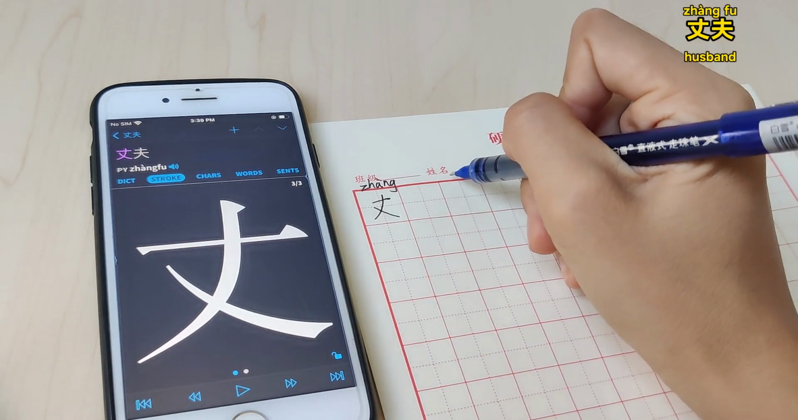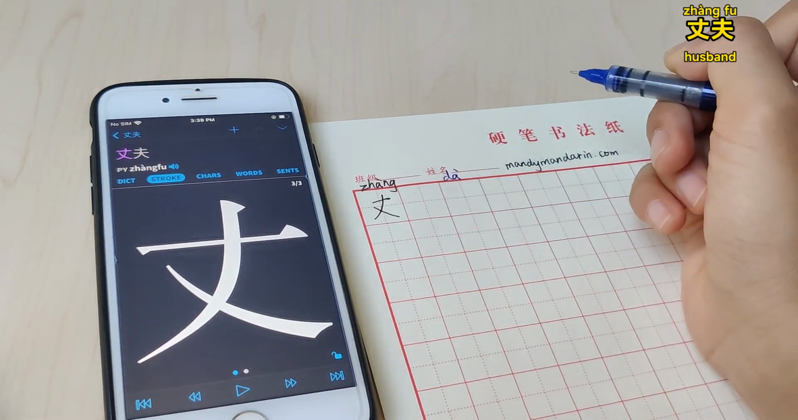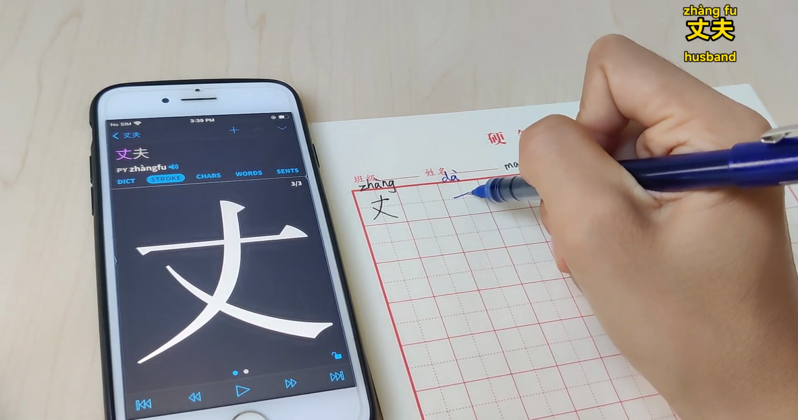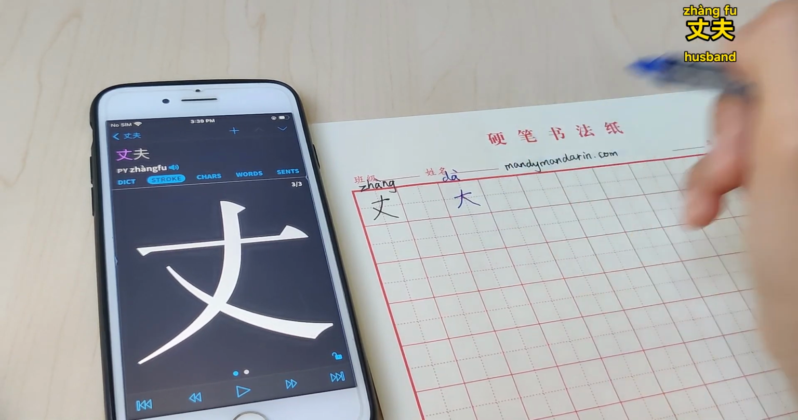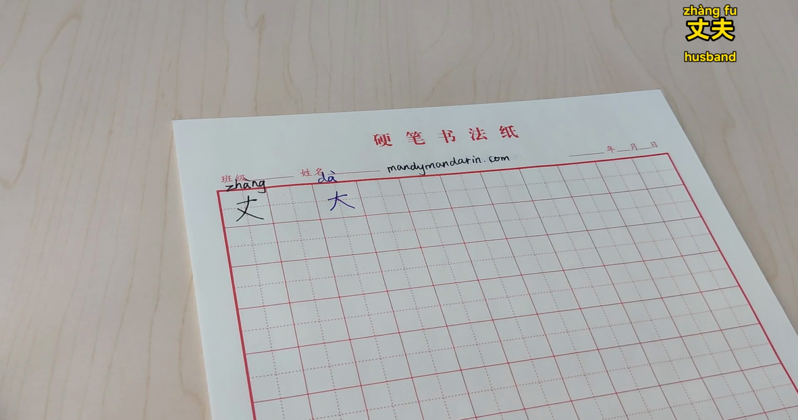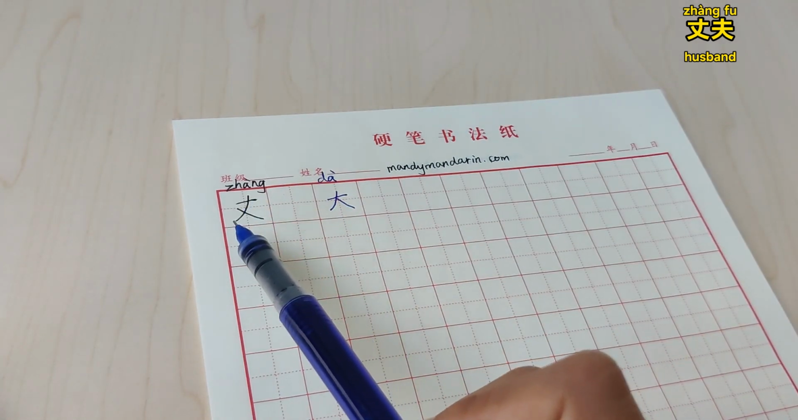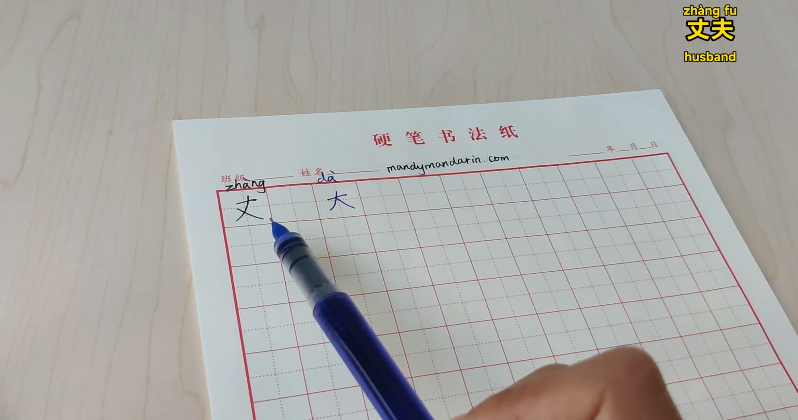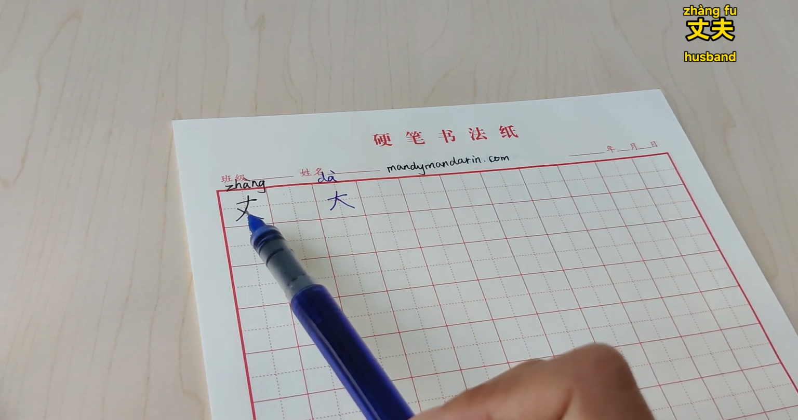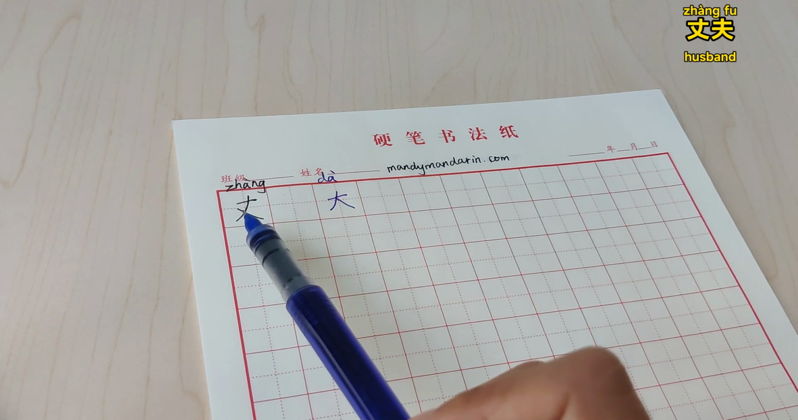Here's one thing you need to pay attention to, because the 丈 is quite similar to the word 大, which looks like this. If you look closely, you will notice the 丈 is just two lines crossing each other, and there is a little tiny triangle area here.